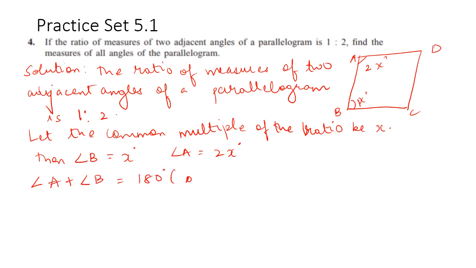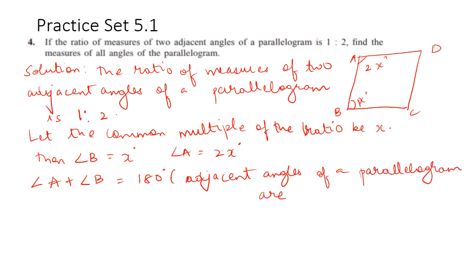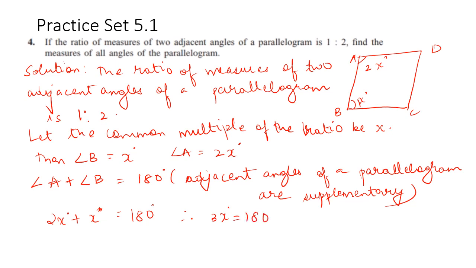The reason would be adjacent angles of a parallelogram are supplementary. Okay, every time you have to write the reason for the same. So it goes as 2x degree plus x degree is equal to 180 degree. Therefore 3x degree is equal to 180 degree. Therefore x is equal to 180 upon 3, which is equal to 60. Therefore we have got x as 60 degree.